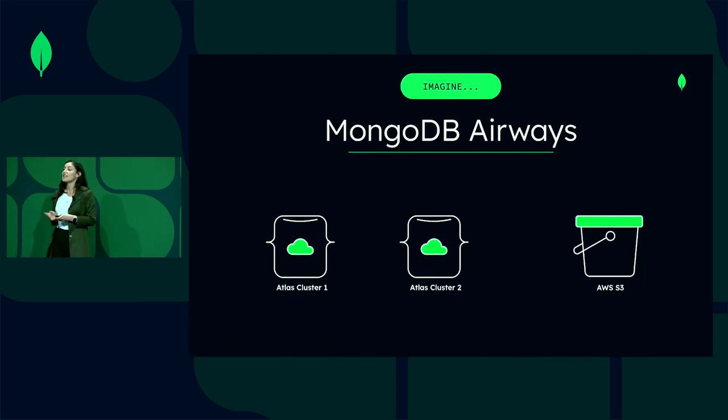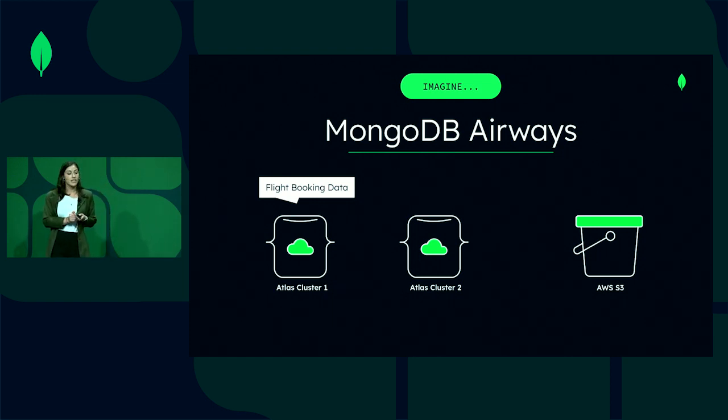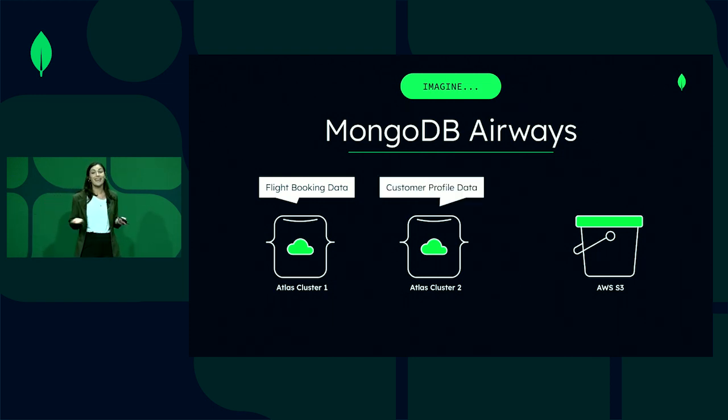So now I want you to imagine that you work for MongoDB Airways. You have customers that are booking flights, again, directly on your website. And then you also have customers who are creating their own profile with information like their frequent flyer number or loyalty program membership information for a more convenient way to book flights in the future. So let's say MongoDB Airways stores this data in separate locations. They have their flight booking data in one Atlas cluster, and they have their customer profile data in another Atlas cluster. Well, what if I want to get a holistic view of this data?